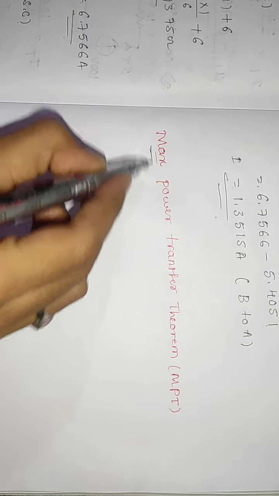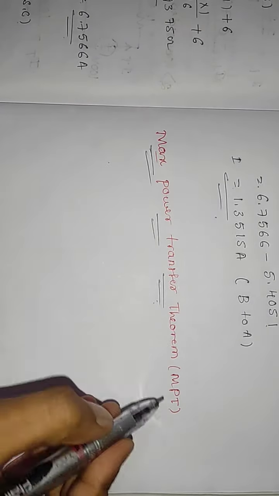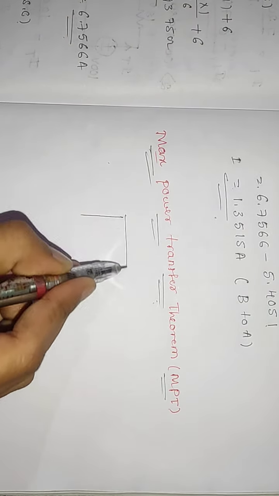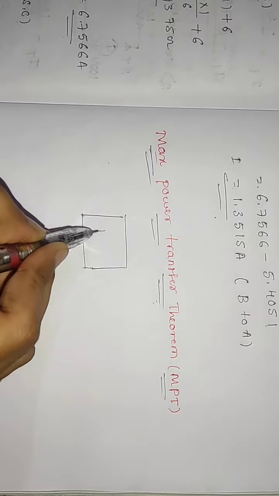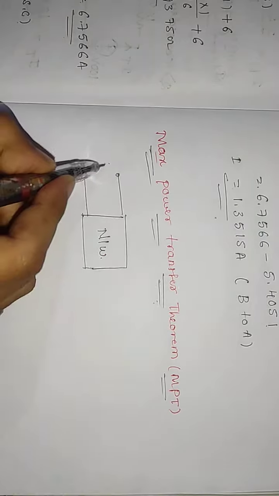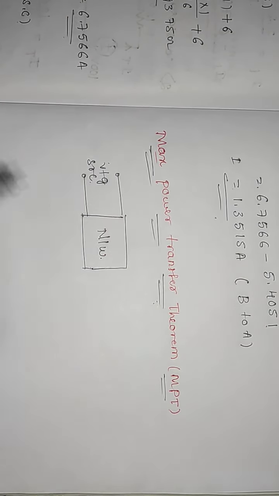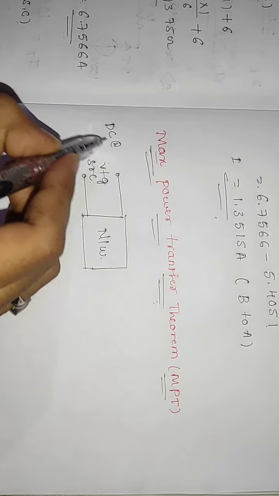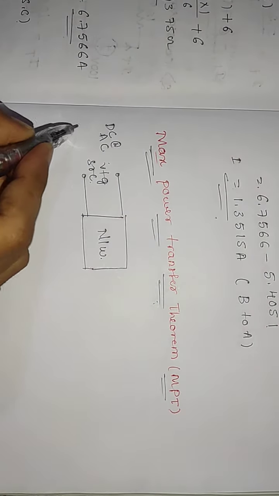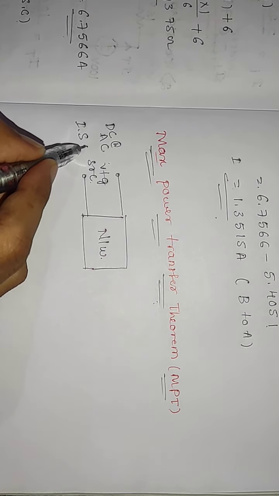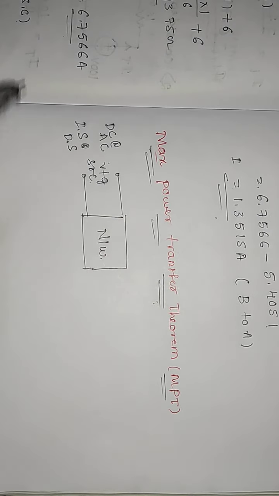The next concept is the maximum power transfer theorem. It is also called MPT. So here consider a network. The input to the network is a voltage source. Either it may be a DC voltage source or AC, and also an independent source or dependent source, both types.